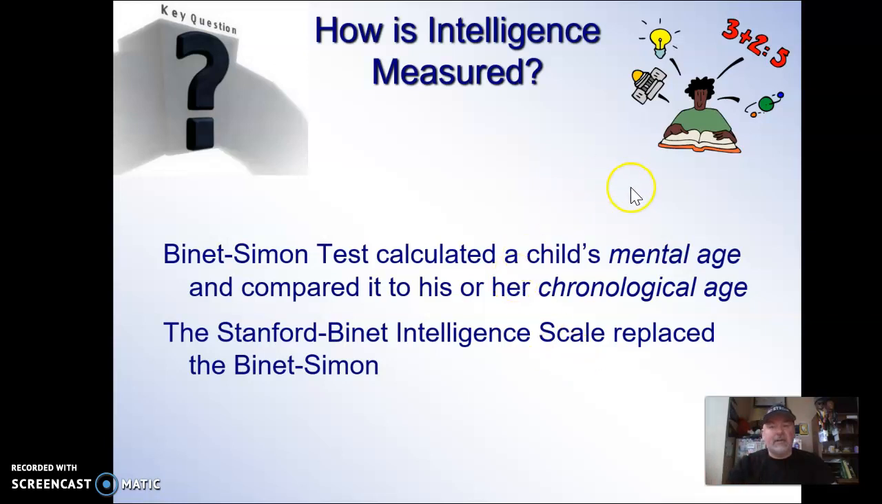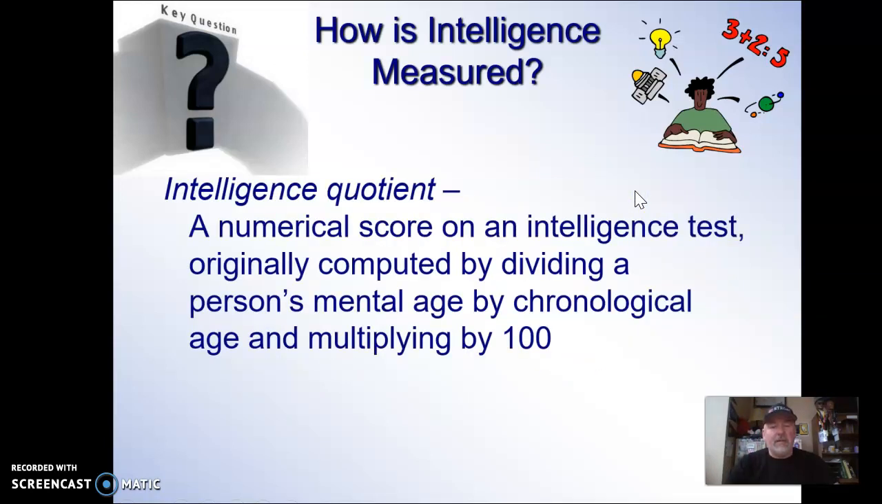So let's take a look at how it's scored. This is IQ, intelligence quotient. So again, it was mental age and chronological age. So let's say you are 9 years old and you score what an average 9-year-old scores. Then you would be, look at this, 9 divided by 9 is 1 times 100 is 100. So your IQ would be 100. 100 is the midpoint.